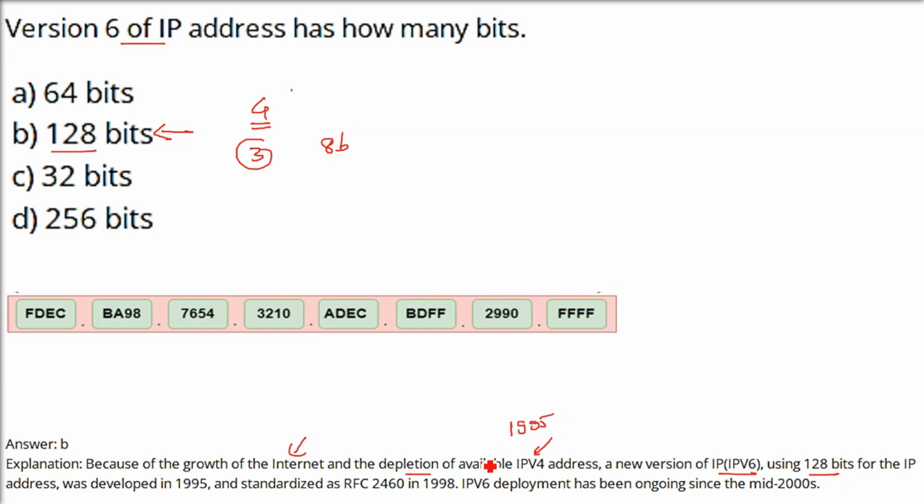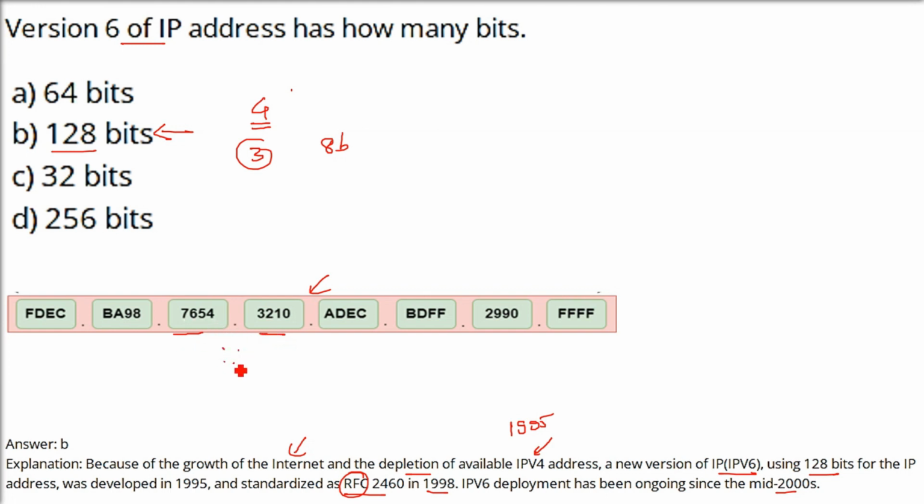A new version has come using 128 bits of IP address, developed in 1995, standardized in RFC 2460 in 1998, and since then it is just going on. Maybe in a few coming years we will actually jump to IPv6 and IPv4 will be depleted, but there are ways of tunneling, etc. Both can go simultaneously, but still 128 bit. Since it is for beginners it is complicated, that's why IPv4 is still being used. So the final answer is 128 bit.